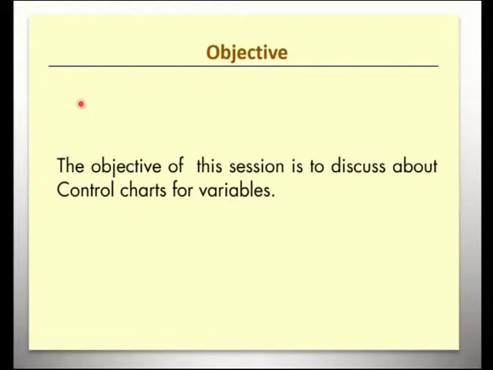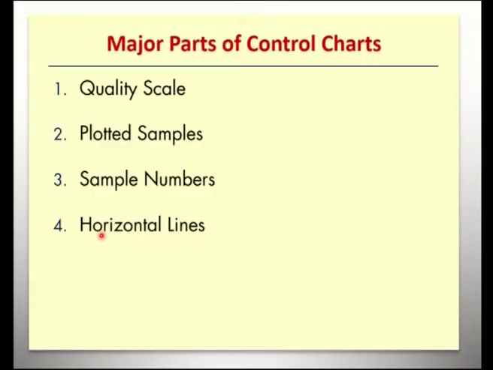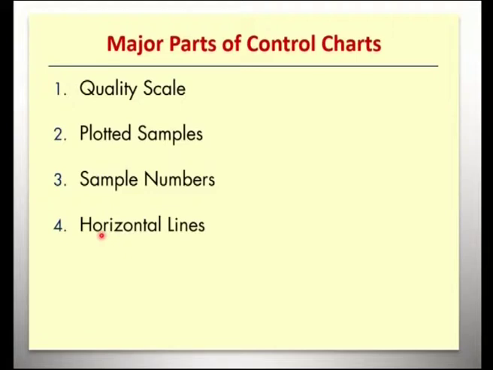There are two types of control charts. One is control charts for variables and the other is control charts for attributes. In this session, we are going to talk about control charts for variables. We have already discussed the major parts of control charts: the quality scale, which is a vertical scale; the plotted samples in the graph sheet; the sample numbers, which will be written against the x axis; and then horizontal lines.